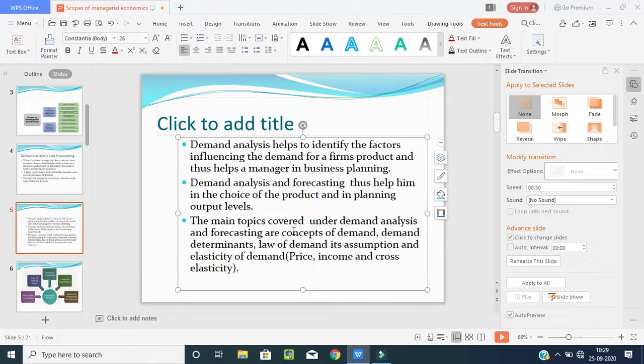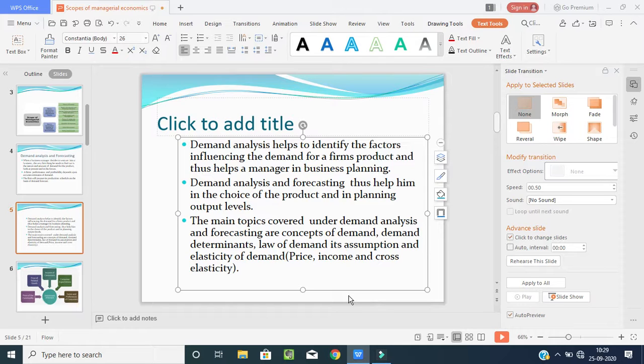Now, demand analysis helps to identify the factors influencing the demand for a firm's product and thus helps a manager in business planning. What does the demand analysis help? It will help the manager to identify the factors, or the reasons influencing the demand for a firm's product. What are the reasons that we have to create the demand in the market for our firm or for our product, and thus helps the manager in business planning, how to plan it and how to utilize it in a proper way.